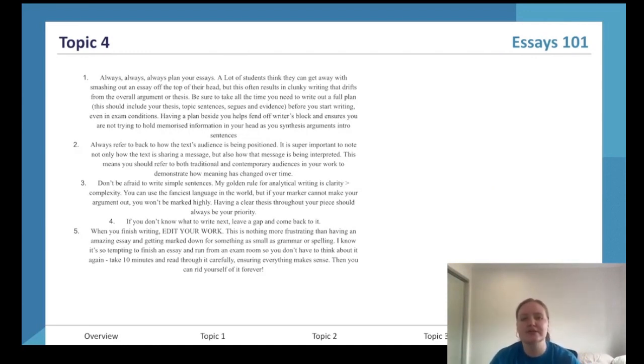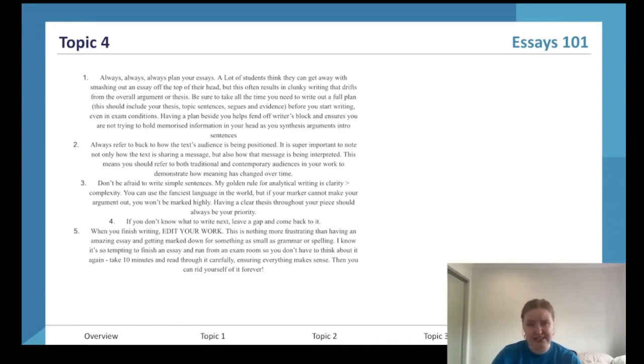All right, so a couple of tips about essays. Always plan your essays. So important. A lot of students think they can get away with just smashing out an essay, no worries, unbothered, but it often results in clunky writing. It often results in people jumping around with their story, with their essay, and not sticking to a solid line of reasoning. So take all of the time you need, both outside and within an exam room, to write out a full plan. Thesis, topic sentence, your segues, and your evidence before you even put a word on the page.